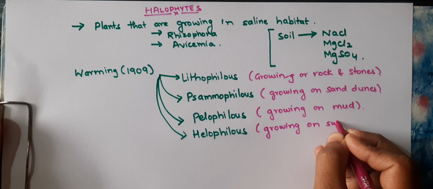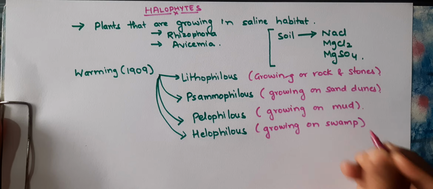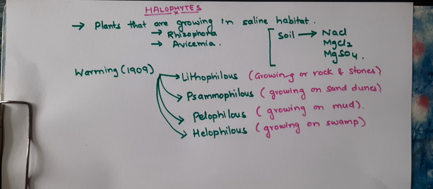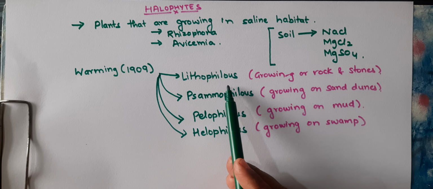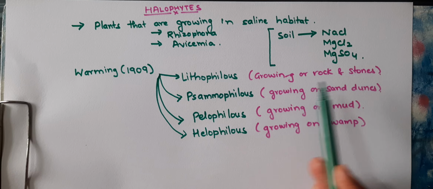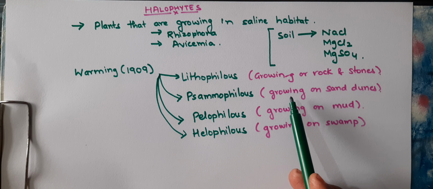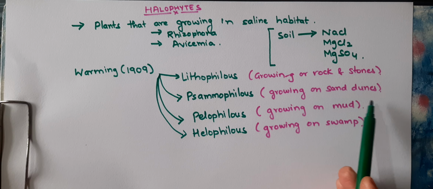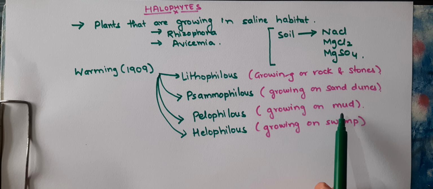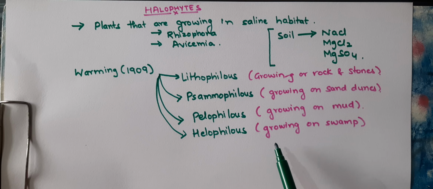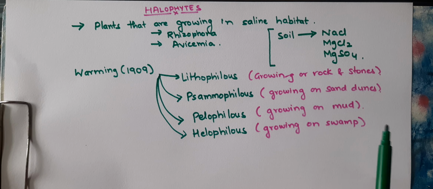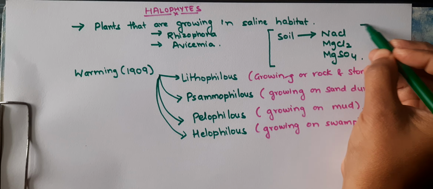Let's repeat it quickly. Warming in 1909 divided the halophytes into 4 groups. The first is Lithophilus, which contains the plants growing on rocks and stone. The second group is Samophilus, which constitutes the plants growing on sand dunes. The third group is Pilophilus, which contains the plants growing on mud. And the fourth group is Helophilus, which contains the plants growing on swamp. In all such conditions, we have to remember that the soil is enriched with salt.